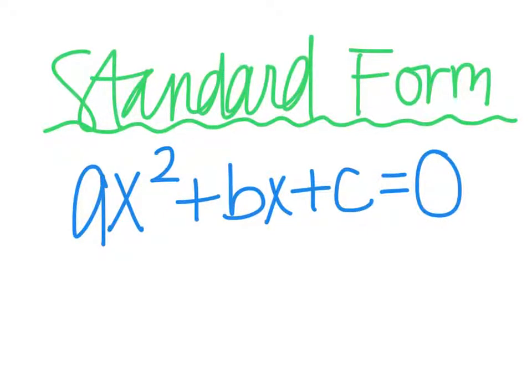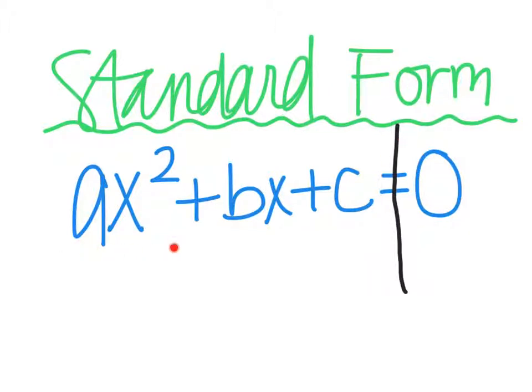It's important for you to remember that all quadratics have the same standard form, and that standard form is ax squared plus bx plus c equals 0. So notice that if I draw my line down the equation, everything is on one side, all of the terms are on one side, and the other side of the equation equals 0.